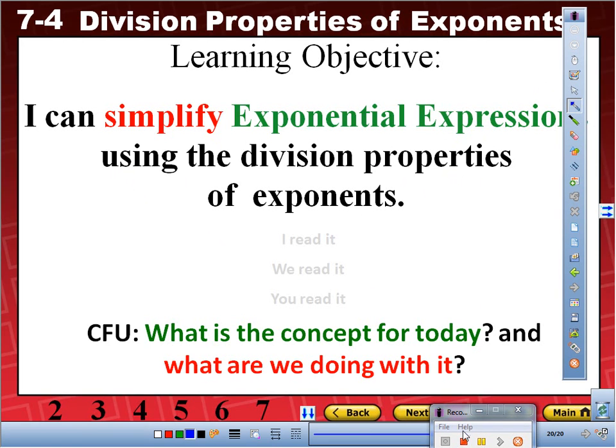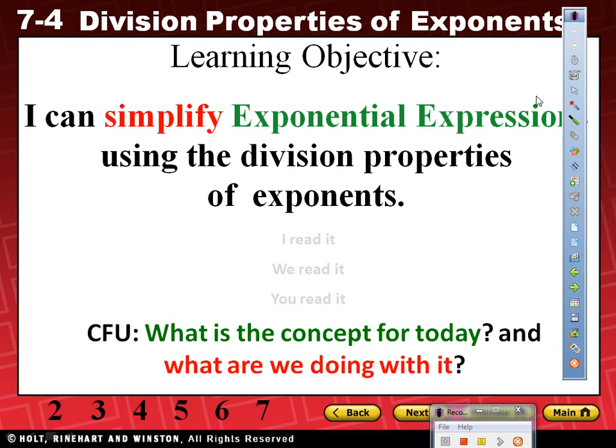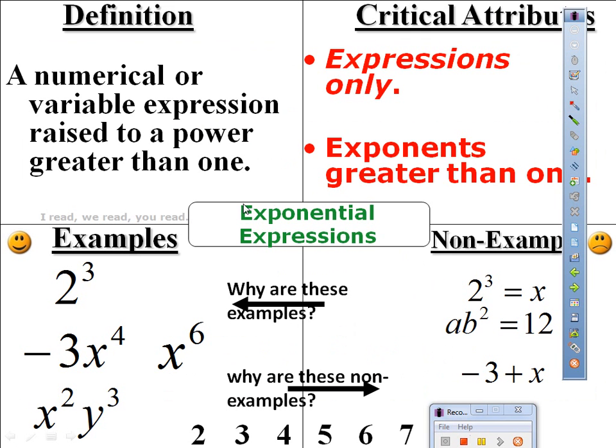All right, and if you guys notice here, from what we did before it was multiplication, now we are in what? Division. Okay? So, think about the question. What is the concept for today? Tell your neighbor what concept we're still on. Okay? And if you forgot, we are on exponential expressions.